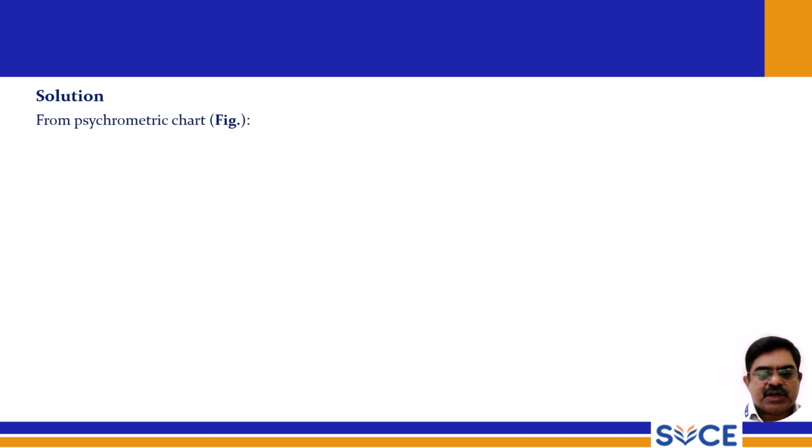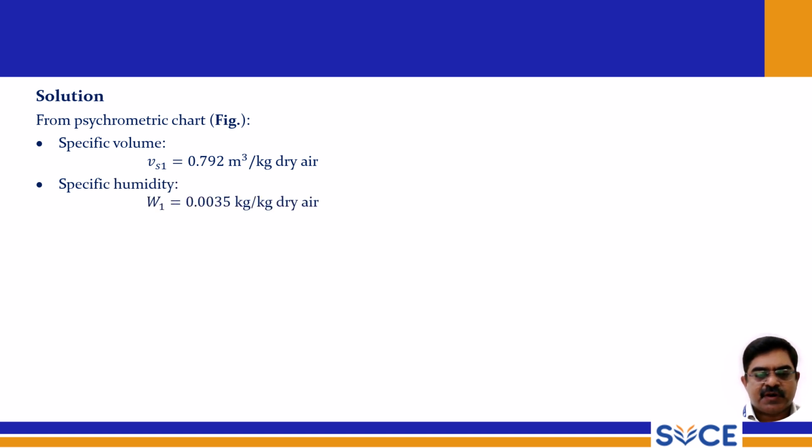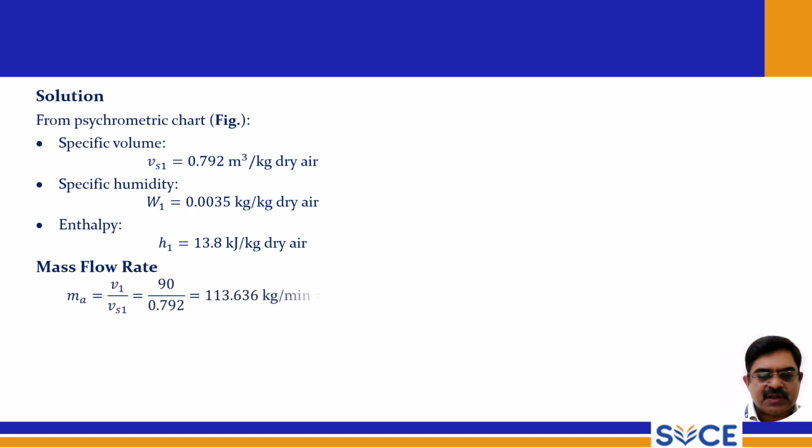So from psychrometric chart, specific volume Vs1 equal to 0.792 meter cube per kg of dry air, and the specific humidity can be found out. Specific humidity W1 equal to 0.0035 kg per kg of dry air, and enthalpy H1 equal to 13.8 kilojoules per kg of dry air. So mass flow rate Ma equal to V1 divided by Vs1, that is equal to 90 divided by 0.792 equal to 113.636 kg per minute. So that is in terms of kg per hour 6818.